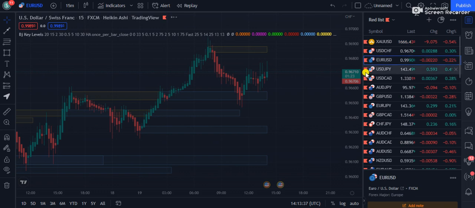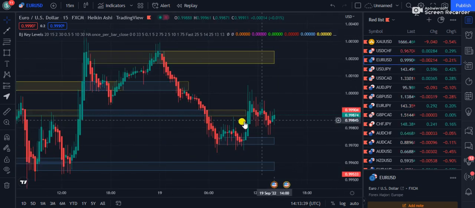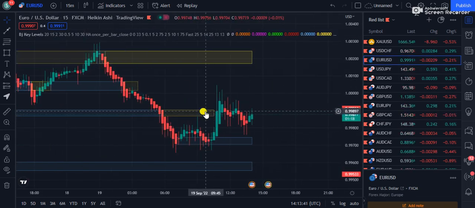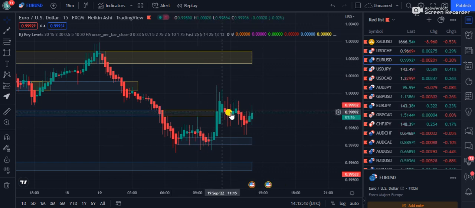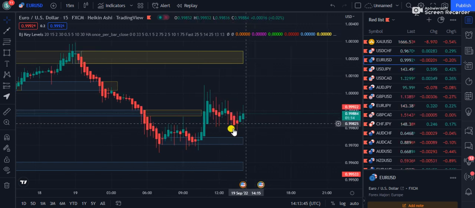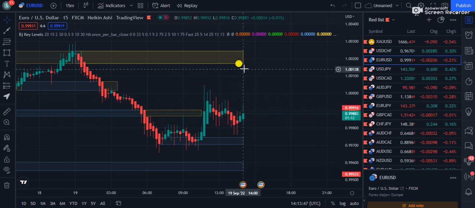Let's have a look at Euro USD. Okay, so Euro USD is not providing you the level here, so it means that it's in the demand zone, and the next level that we have here is the supply level. So maybe there is a chance that Euro USD can move further up.